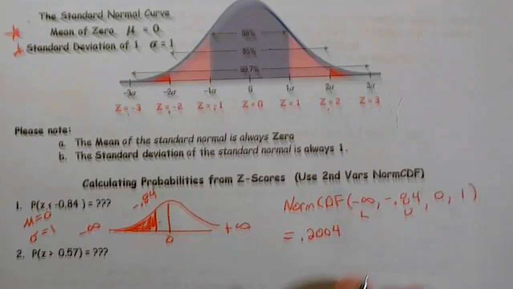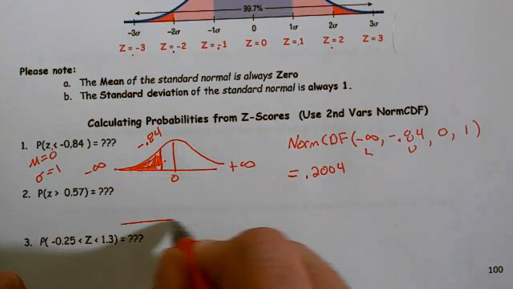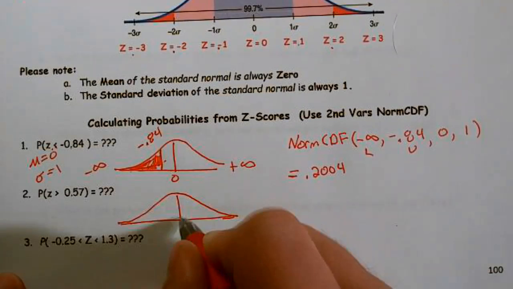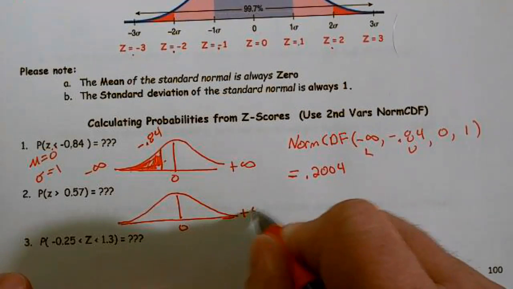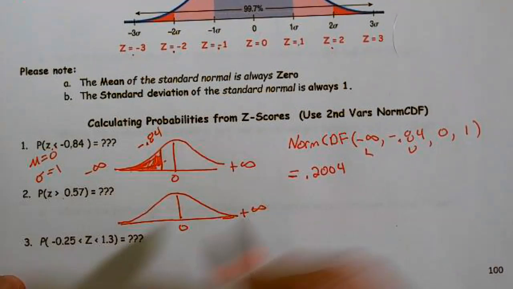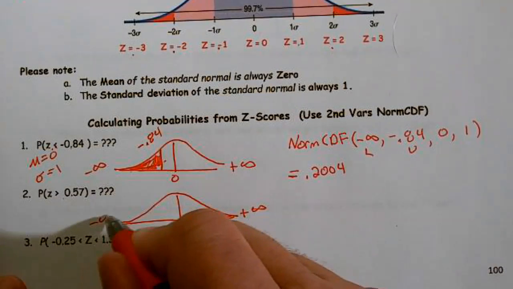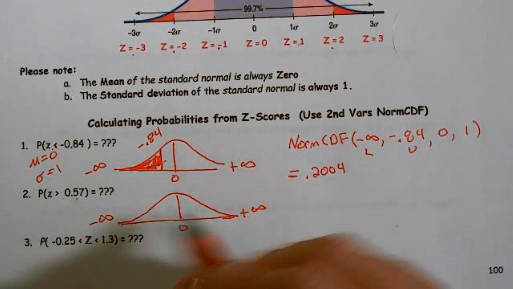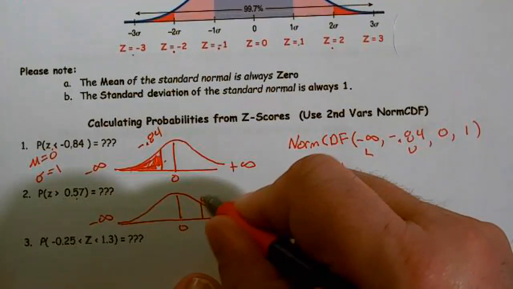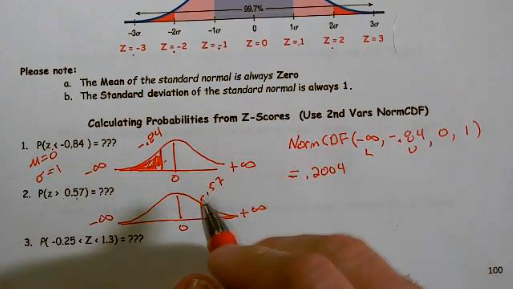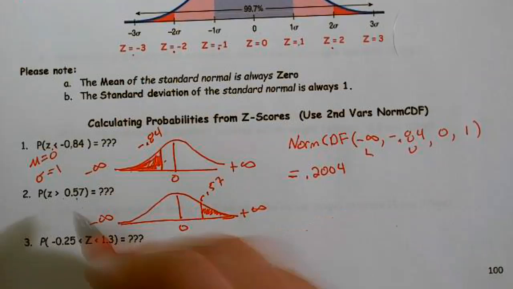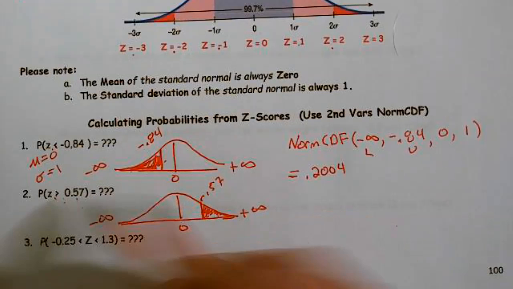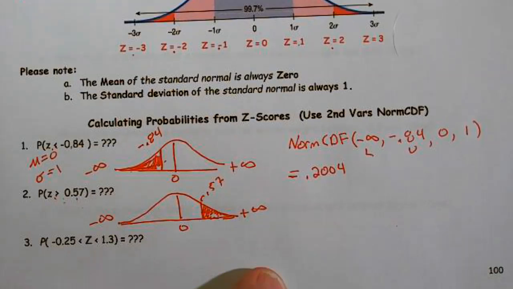The next one. All right, so we have a positive 0.57. We always need to draw our picture. We're going from negative infinity to positive infinity. 0.57 is above 0. That's up here. So this is above 0, and it has a greater than. Because it's a greater than symbol, I need to shade up.